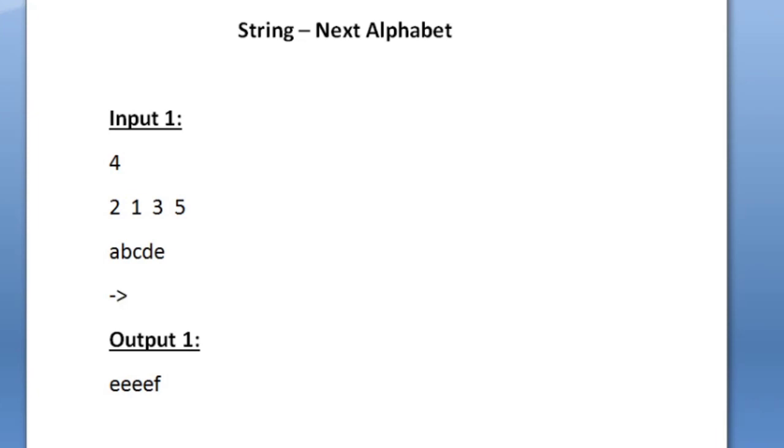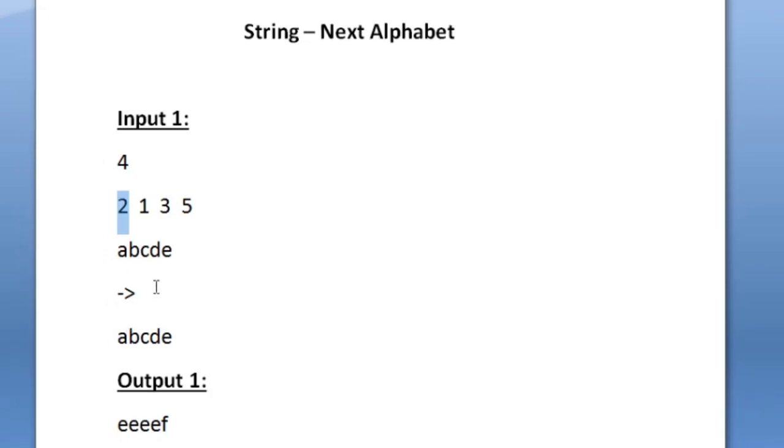First, the given string is abcde, and the first integer out of the n integers is 2. So we have to take the first two characters of the string and increment their values by 1. The first two characters are a and b. When a is incremented by 1 it becomes b, and b becomes c. So now this is how our string would be.